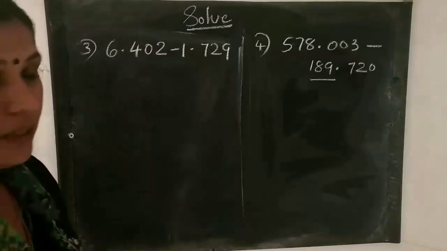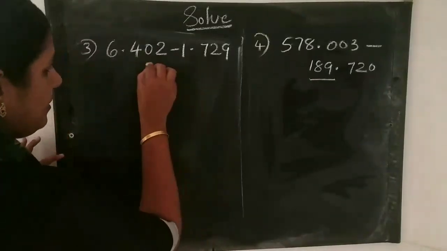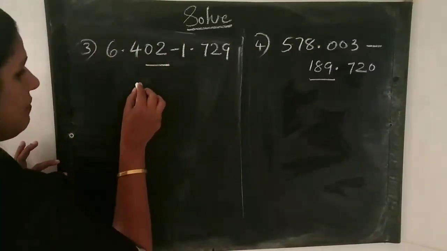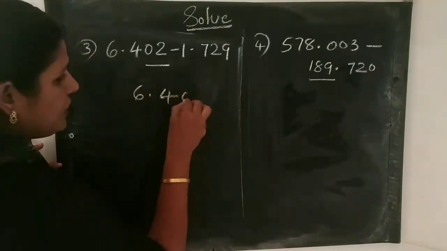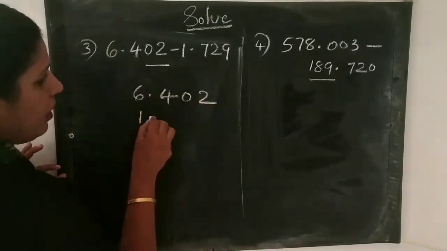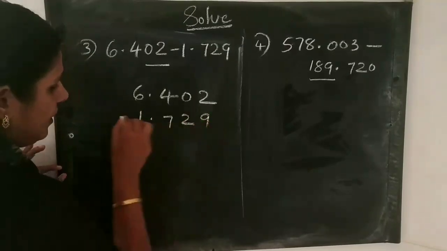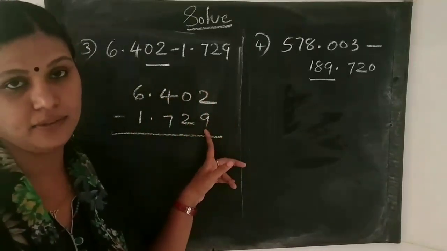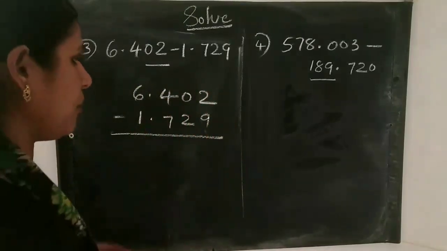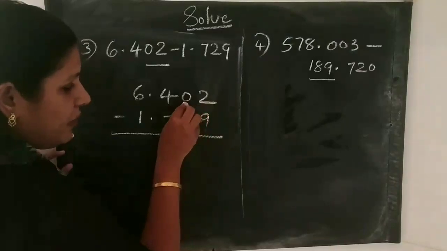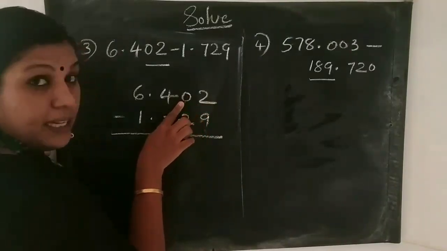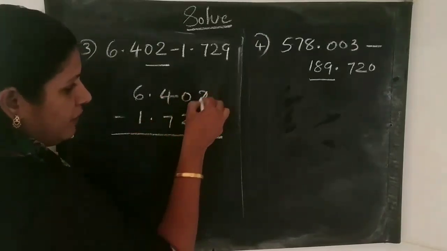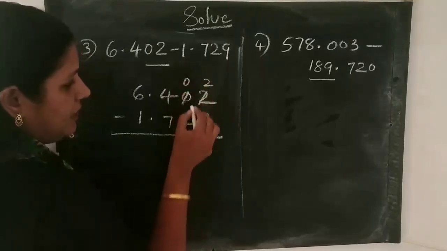Okay. Now the question number 3 is 6.402 minus 1.729. First we write 6.402 minus 1.729. Put the subtraction sign. 2 minus 9. Is it possible, 2 minus 9? It's not possible. We will just borrow from here. But here it is 0. We can't borrow. So we borrow from here.